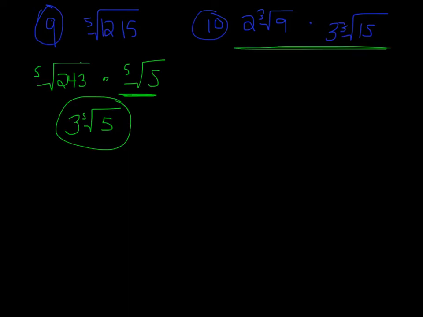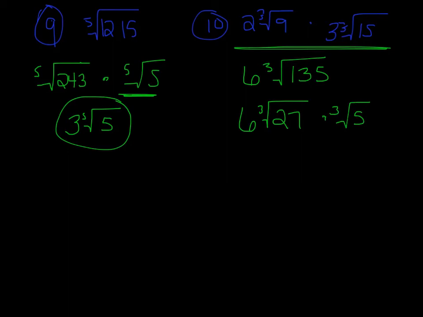We see that these things are being multiplied, so we're going to multiply what's on the outside, and then we're also going to multiply what's on the inside. And then we're going to simplify using perfect cubes this time. The perfect cube that goes into 135 is 27, and it's 27 times 5. So I'm going to take the cube root of 27, which is 3, and multiply it by that number that's already on the outside. So 3 times 6 is 18. In case you didn't catch that, I took the cube root of 27, which is 3, and I multiplied it by 6 and got 18.